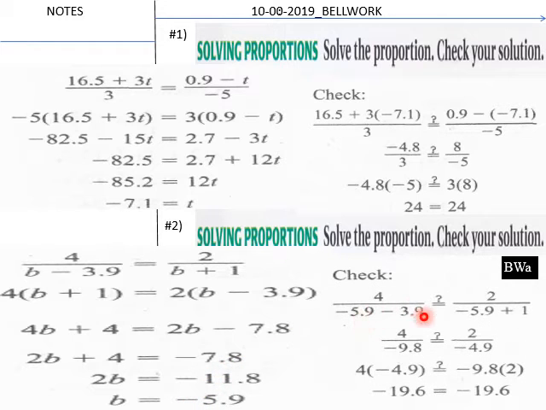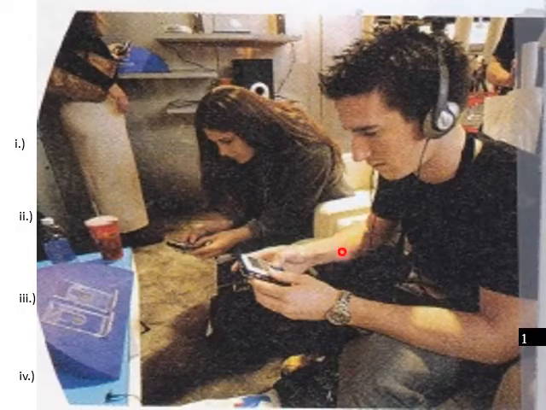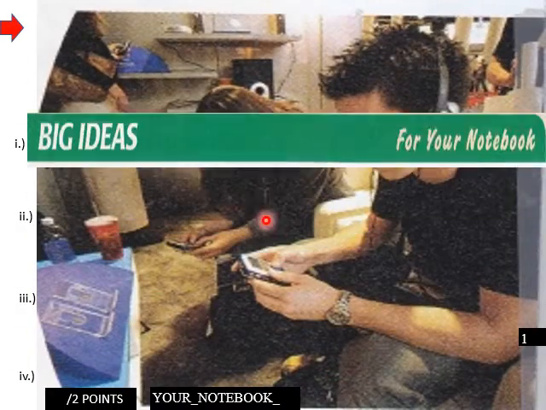And then here's your check. We end up with negative 19.6 equals negative 19.6. So when we plug in our negative 5.9 here, that's what you get. Let's go into our first notebook entry here.